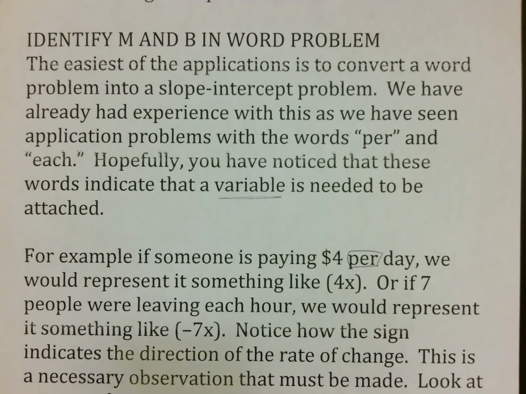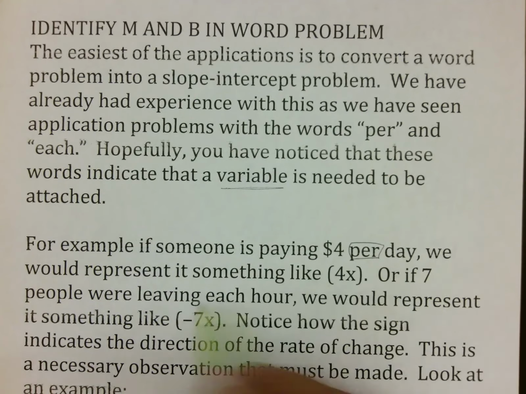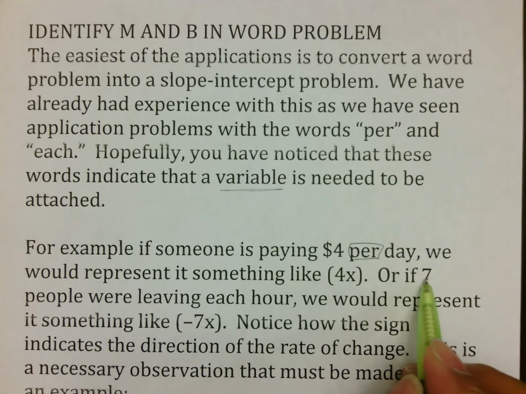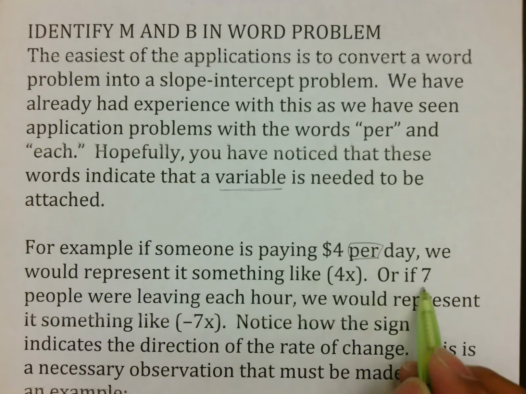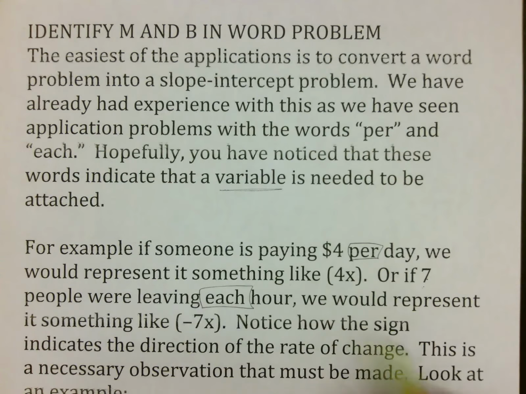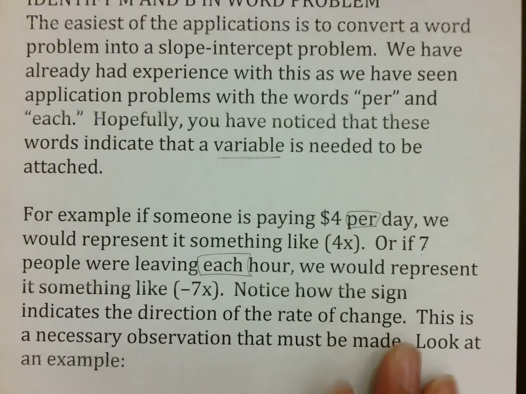If 7 people were leaving each hour, after 0 hours no one left, after 1 hour 7 people left, after 2 hours 14 people left, after 3 hours 21 people left. And again, the key word here is each, and so we would represent it something like negative 7x. Notice though how the sign indicates the direction of the rate of change.